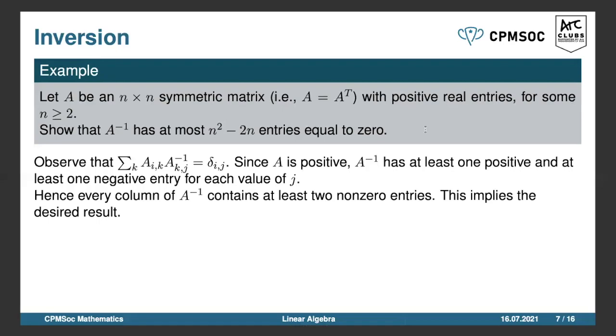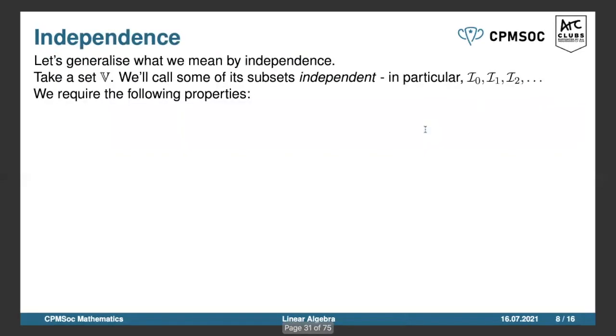So hopefully that is all clear. We'll move on to talking about independence now, and we'll go over some concepts like rank, and then we'll move on to eigenvalues, eigenvectors, and then some theorems. Cool.